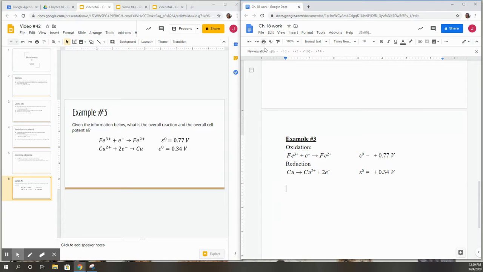For my overall balanced chemical equation, I just need to make sure that I've balanced out my electrons. So hence 2 Fe3+ aqueous plus Cu, which is going to be a solid, gives 2 Fe2+ aqueous plus Cu2+ aqueous.